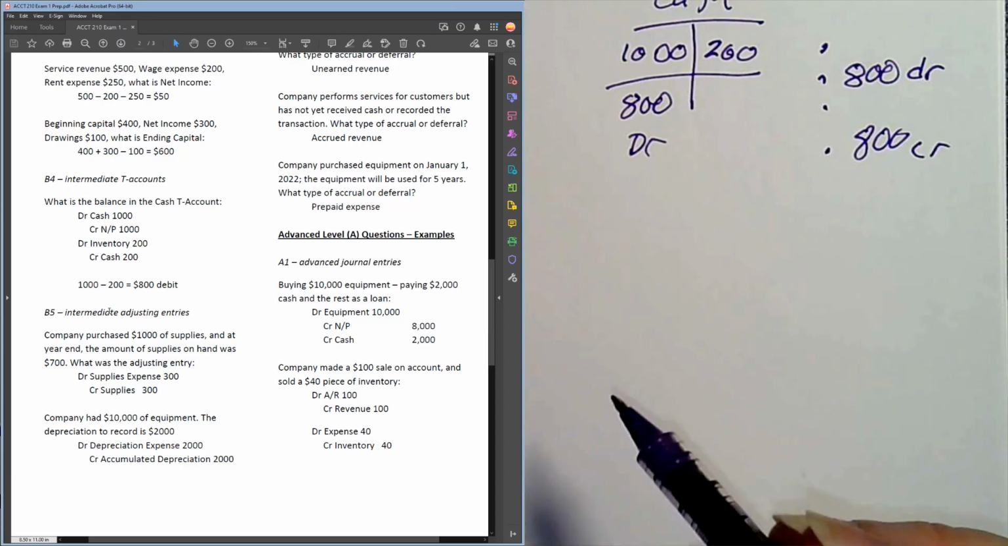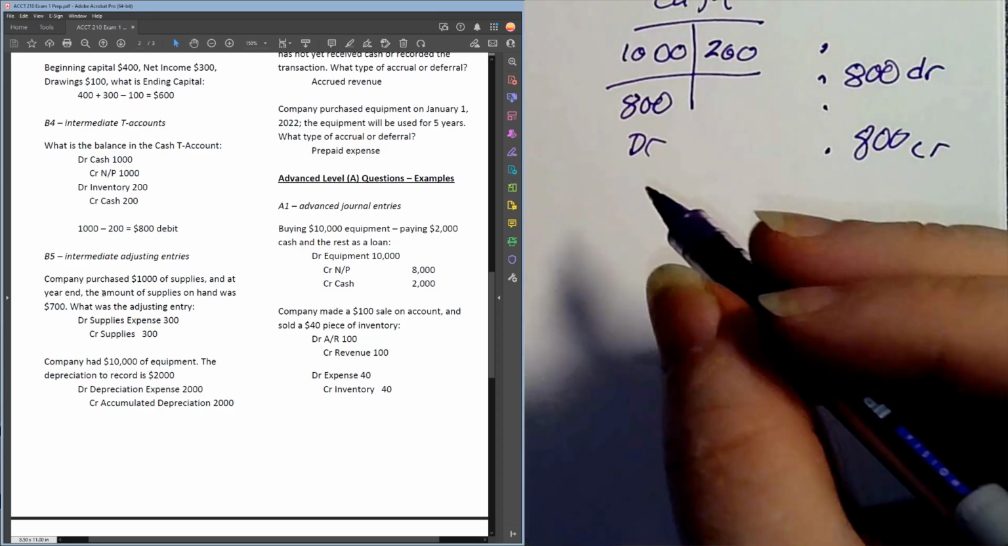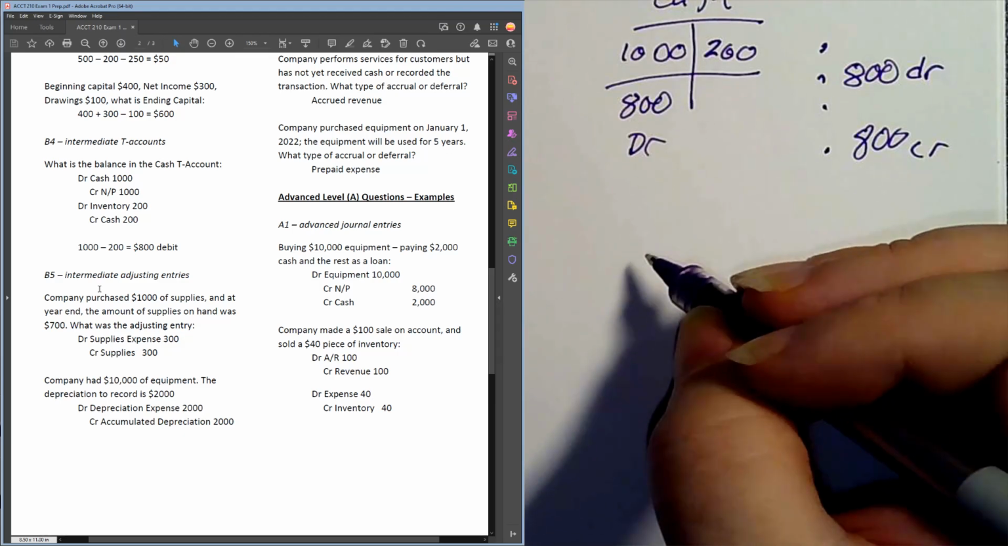Intermediate adjusting entries, again, these are ones that you would have seen in the homework, and they're just maybe slightly more complicated, but not unduly so. Like I said, you would have already seen these mostly in the homework.